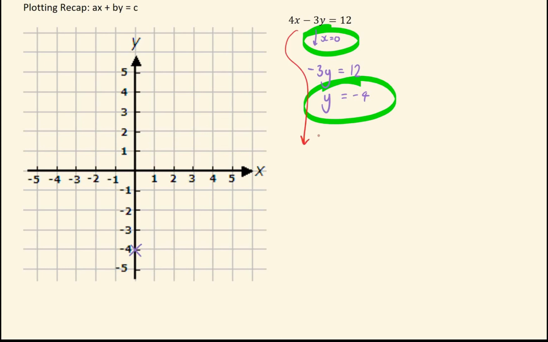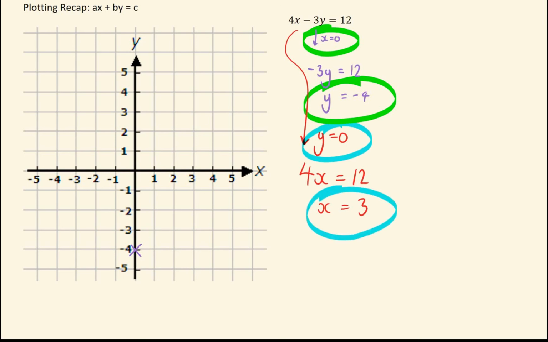I then do the exact same thing again with y equals 0. Here I've got that 4x equals 12, which tells you that x equals 3, which again gives me my second coordinate. I plot that as well, which is going to go here. I've now got 2 points from a straight line, so I can just get my ruler and join them all together. Okay, that's it, that's the basics.